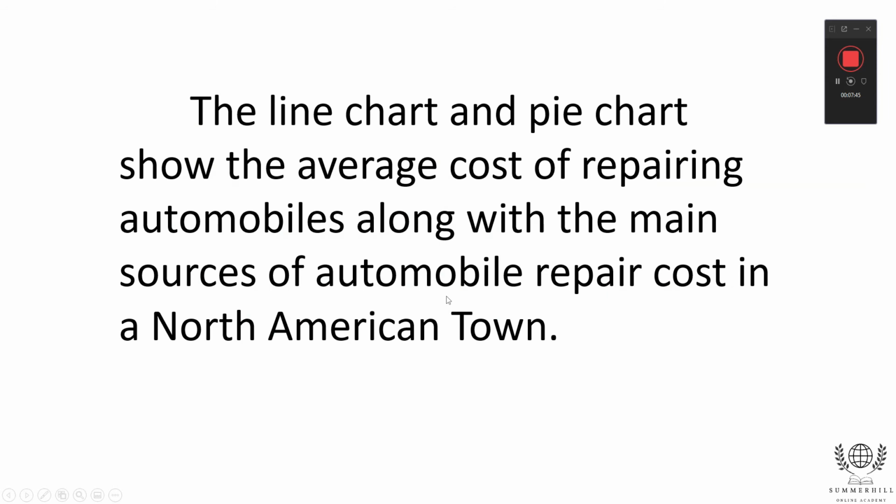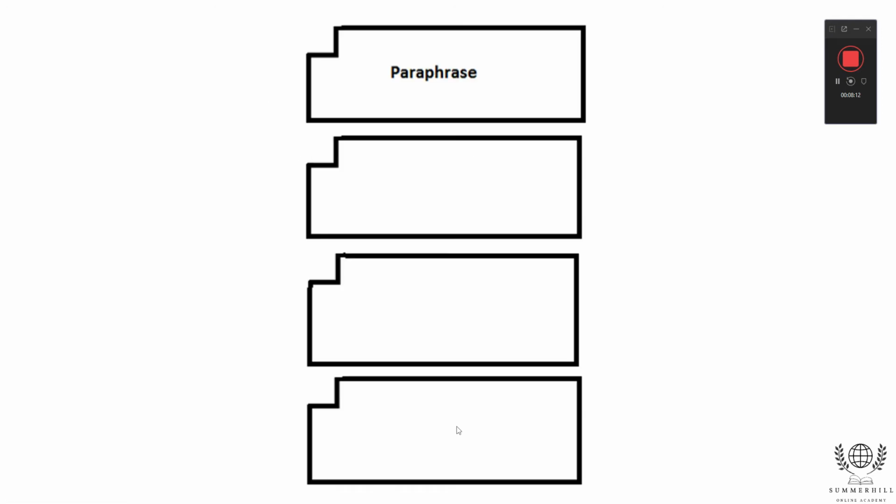Let's see an example here. The line chart and pie chart show the average cost of repairing automobiles along with the main sources of automobile repair cost in a North American town. So we're just paraphrasing in this sentence, and we've got already 27 words. So we're expected to write 150 words. We've already written 27 words, so we're really on our way. And we can do this immediately without too much thinking, right?